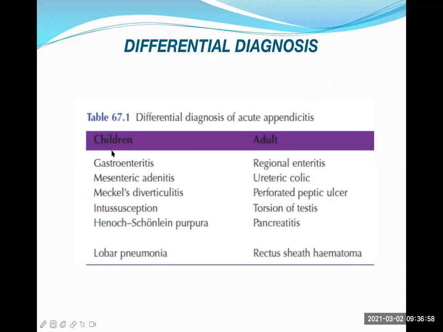Now see that in children, we talked about, before the break, gastroenteritis, mesenteric adenitis, Meckel's diverticulum or diverticulitis, intussusception, HSP, and lobar pneumonia as the common ones. Among them, a favorite question from the examiner's point of view is HSP, and there is a constellation of 4 features together. So let me write those 4 features so that students can remember them for a relatively longer time.